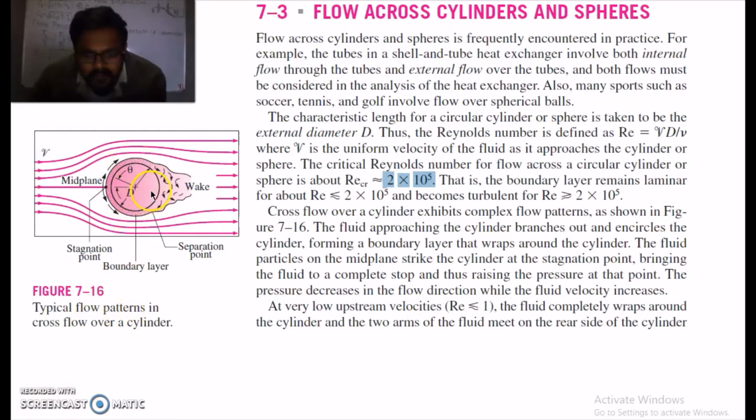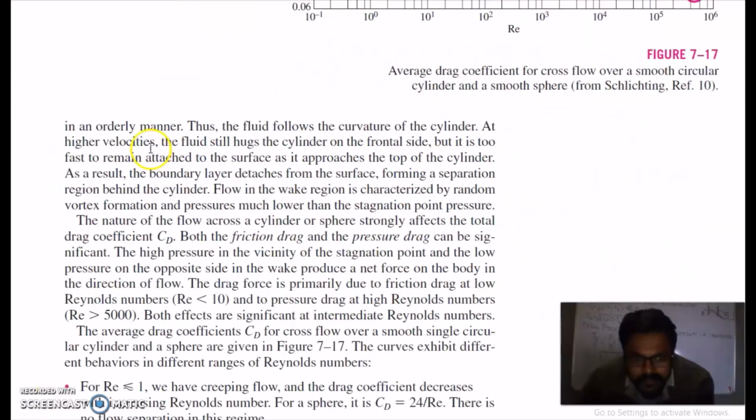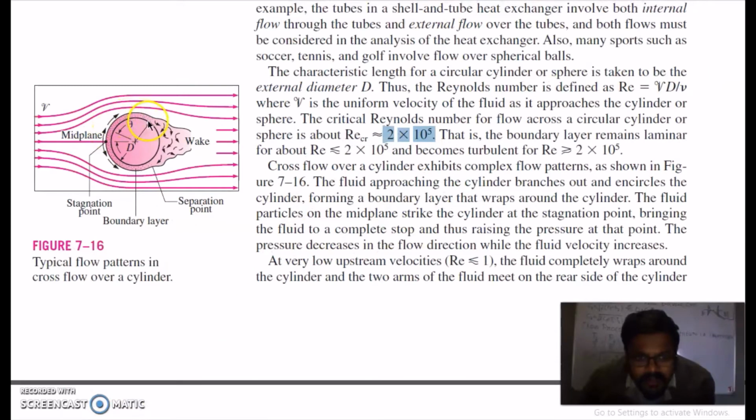and the two arms of fluid meet at the rear side of the cylinder. At higher velocity, the fluid still hugs the cylinder on the frontal side, but it is too fast to remain attached to the surface as it approaches the top of the cylinder. As a result, the boundary layer detaches from the surface, forming a separation region behind the cylinder. Flow in the wake region is characterized by random vortex formation and pressure much lower than the stagnation point pressure. So this is your laminar layer. Here your turbulent layer starts and then it will form a vortex. The pressure in this area will be less than the stagnation pressure.